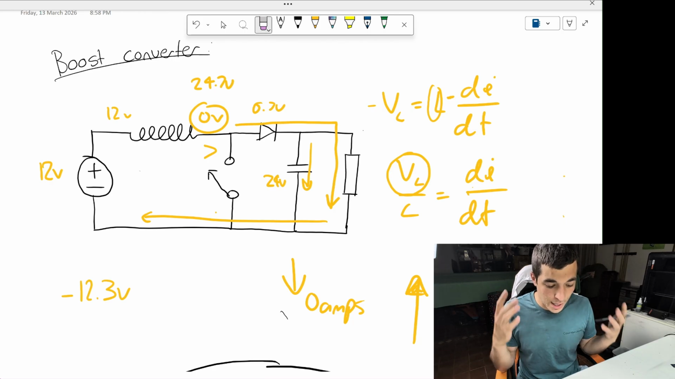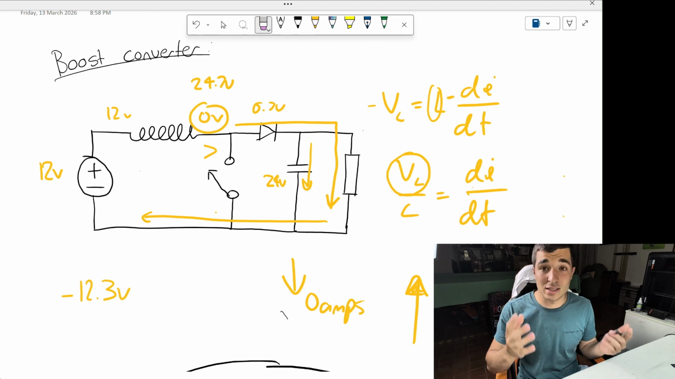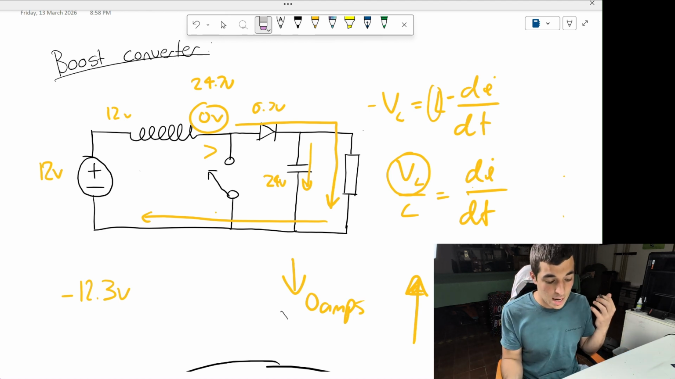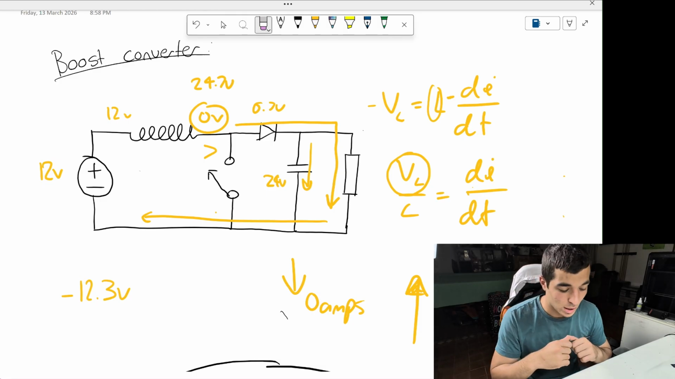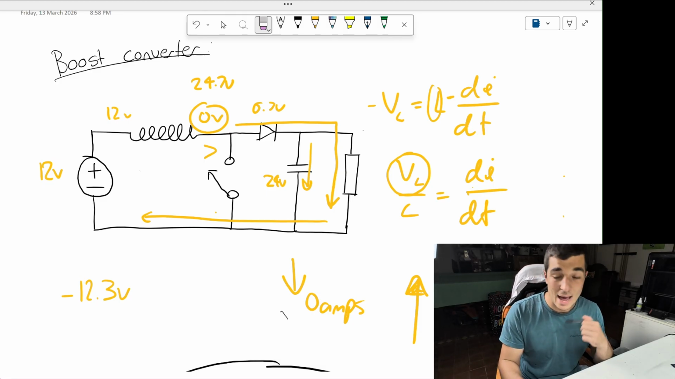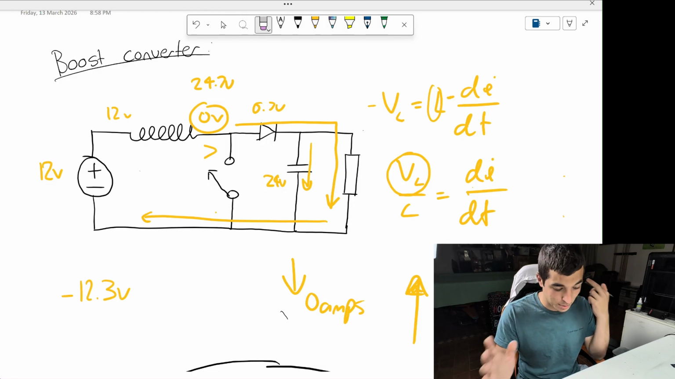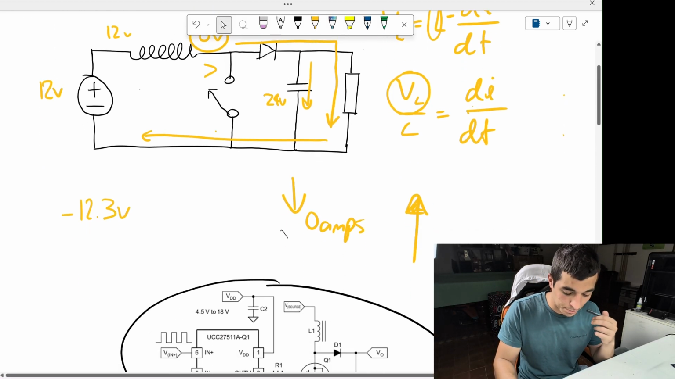All right, that is the fundamentals of how it works. The inductor actually reverses polarity and then flips back and forward. And that's actually how it conserves energy, to be honest. The average inductor voltage turns out to be 0, which is great.